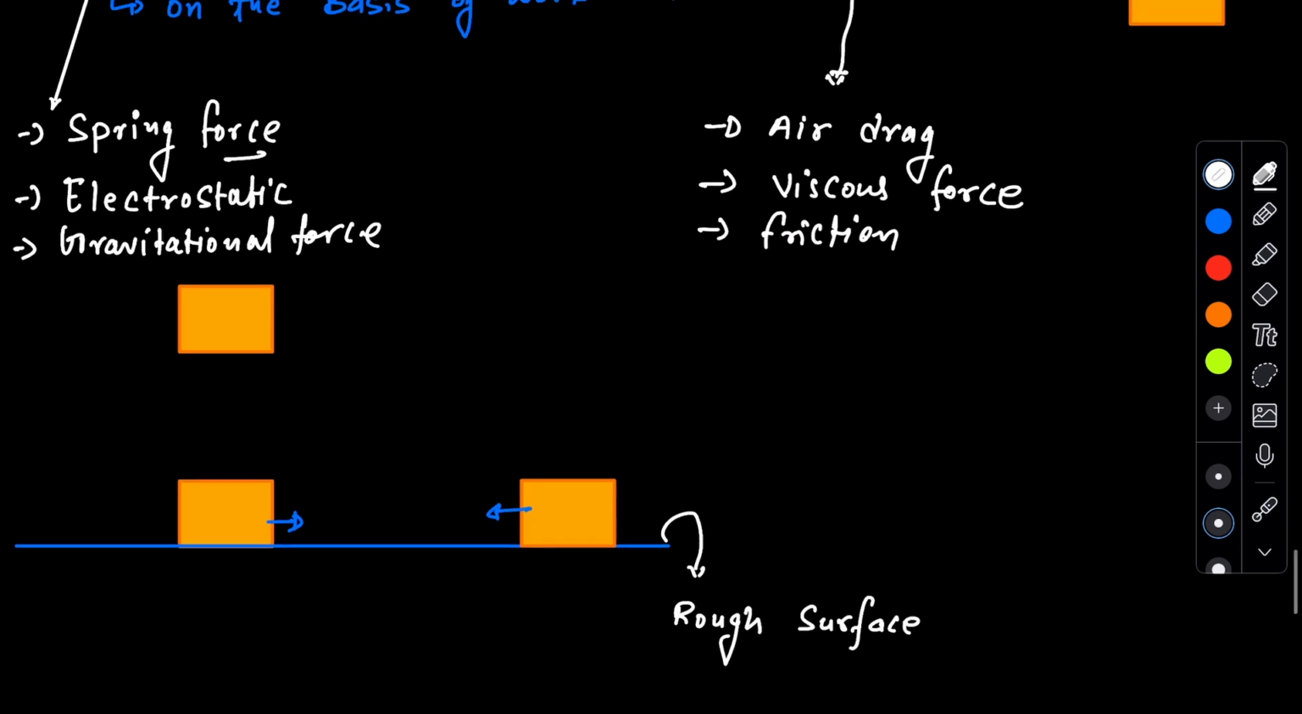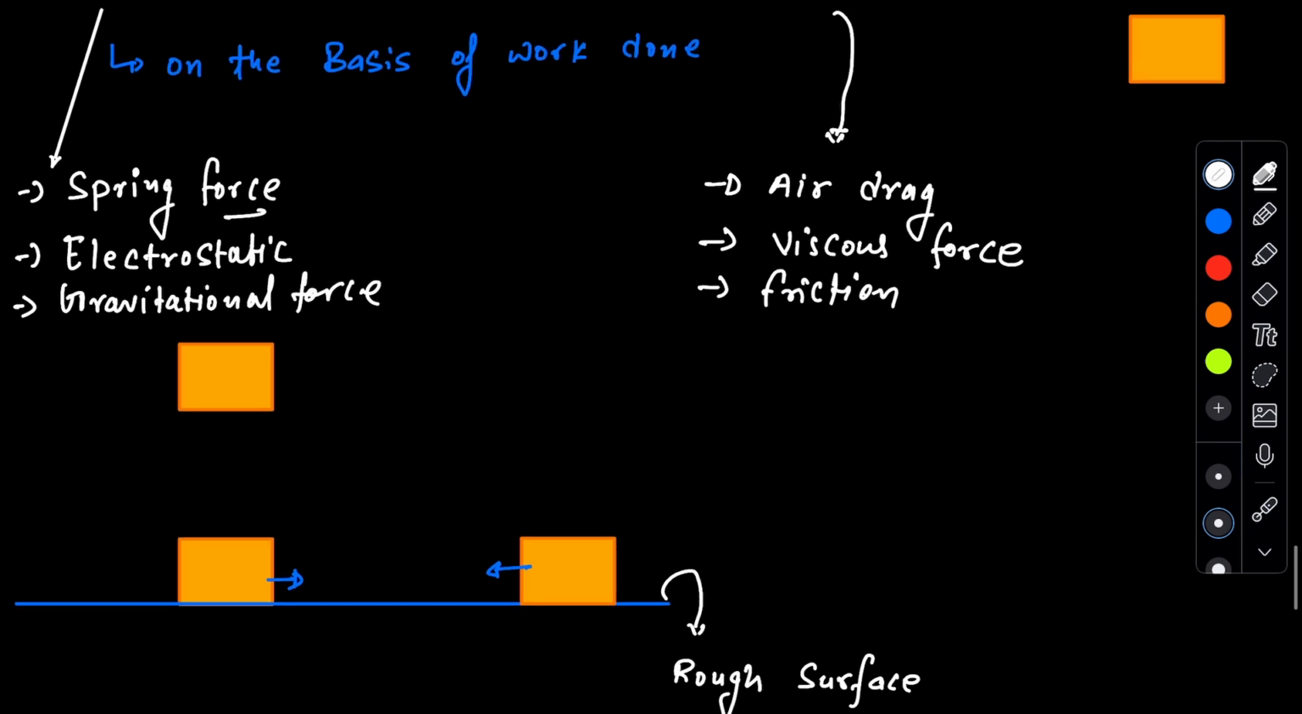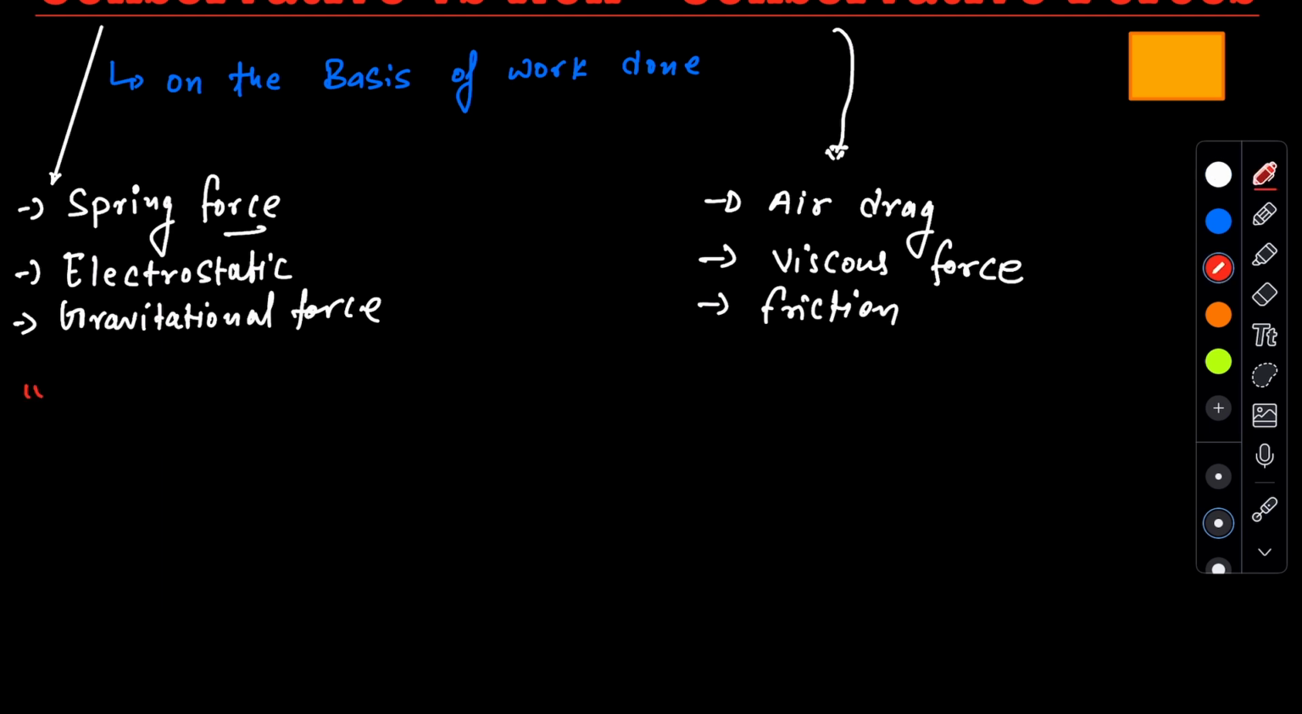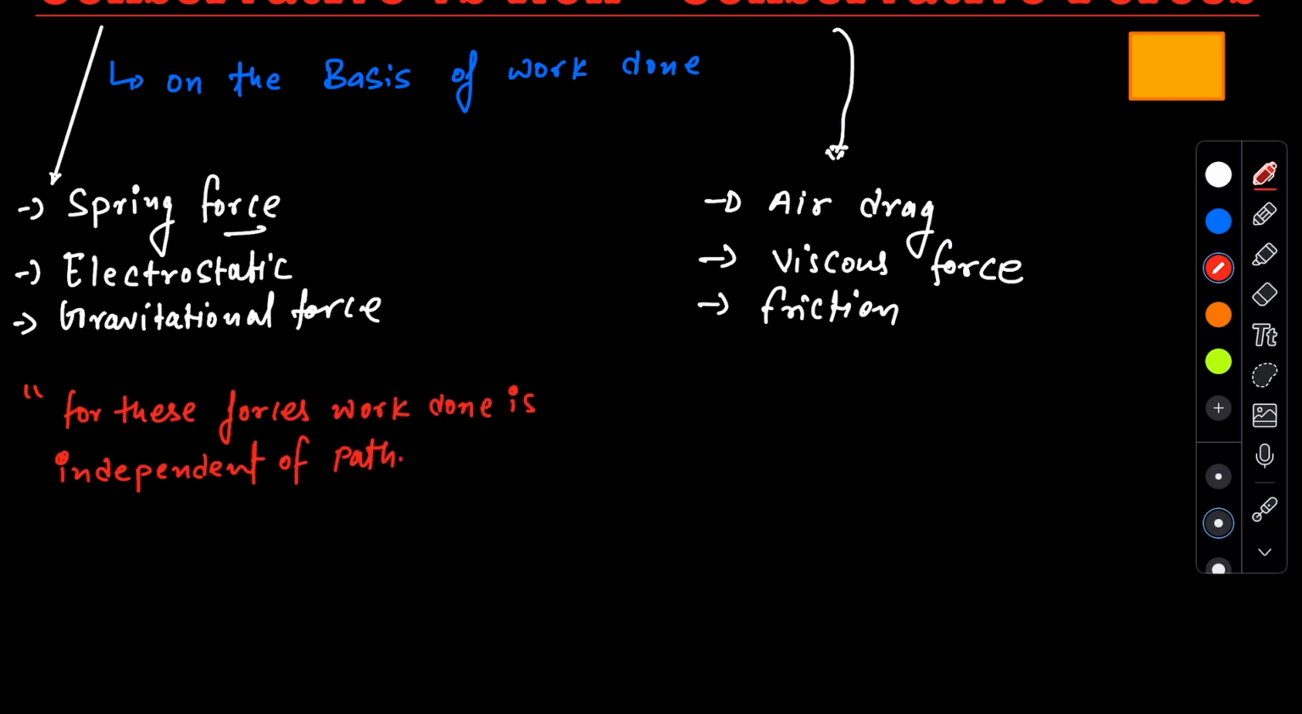Now let's go to the very fundamental definition of the conservative forces and the non-conservative forces. So conservative forces are those forces for which the work done is independent of path. So here I am defining the fundamental definition: these forces are those forces for which work done is independent of path. Let's have a look at this point.